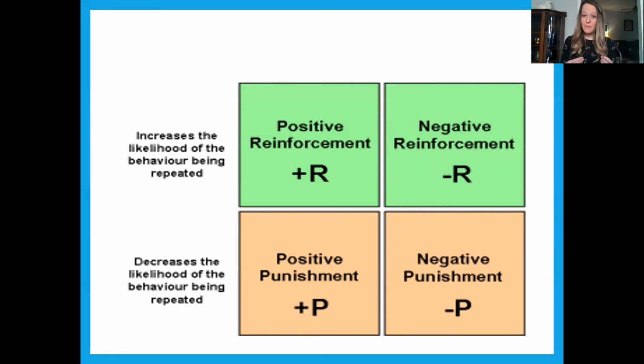So we're adding something not good, right? We're adding something bad to your experience to decrease the likelihood that you'll engage in that behavior, that backtalk in the future. Negative punishment is taking away something good to decrease a behavior in the future. So your kid gets in a fight, so you take away her Xbox. So you've taken away something she likes to decrease future fighting behavior.